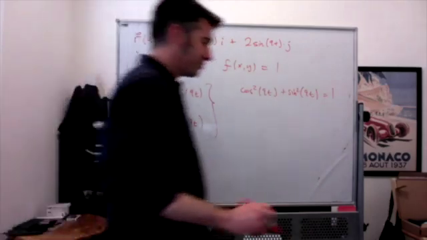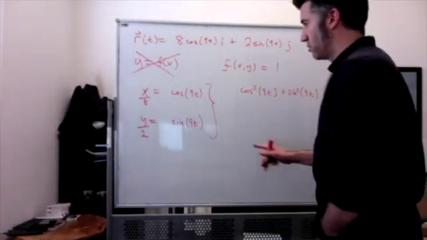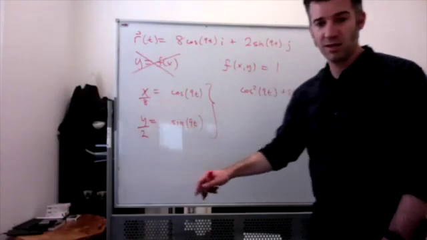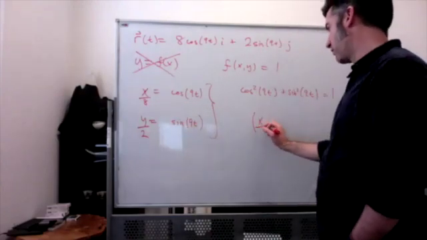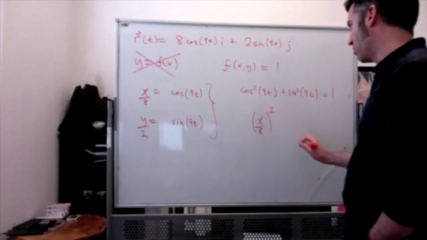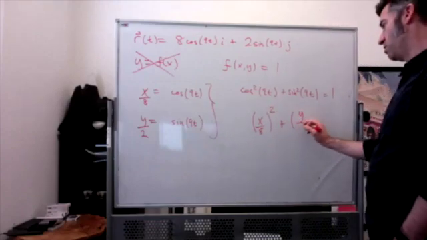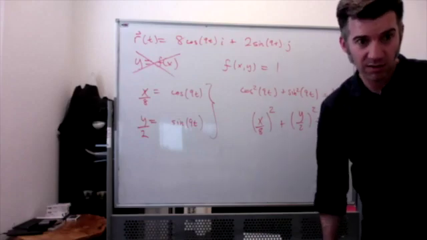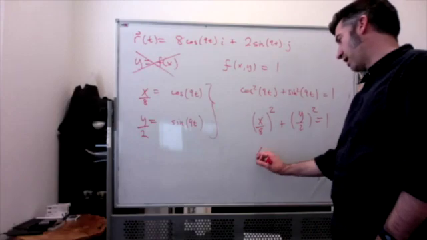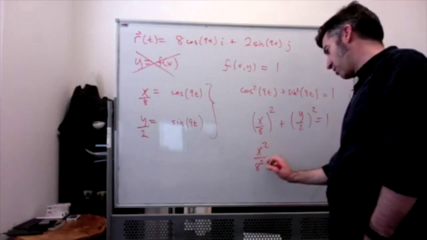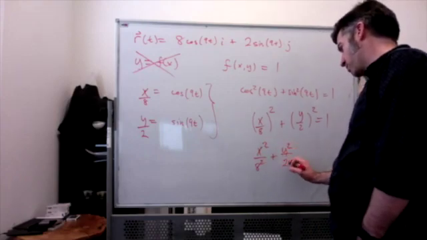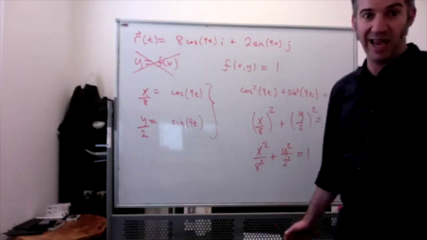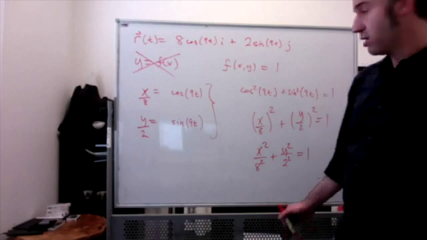So then I'm going to replace cosine with this and sine with this. So I've got x over 8 squared plus y over 2 squared equal to 1. And I guess we could stop there. I would probably write it as x squared over 8 squared plus y squared over 2 squared equal to 1. And this equation is the equation of an ellipse.